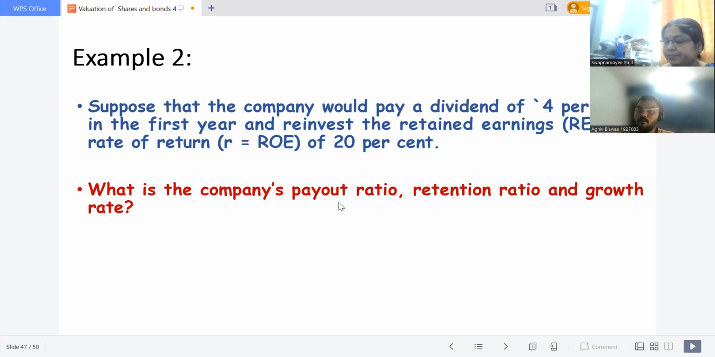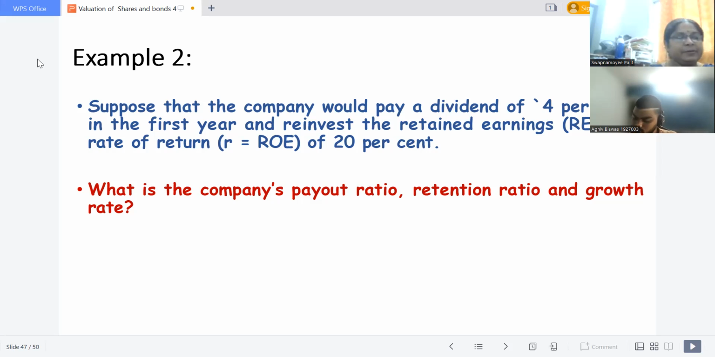Proceeding. Second, suppose the company pays a dividend of 4 per share in the first year and reinvests the rest of the earning at a rate of return of 20%. In this case, what is the payout ratio, retention ratio, and growth rate you will calculate. The company is giving a dividend of 4 per share in the first year, and the rest is reinvested. So what is the company's payout ratio, retention ratio, and growth rate?